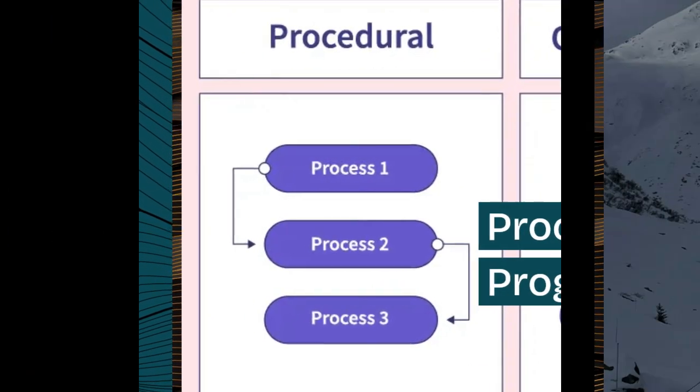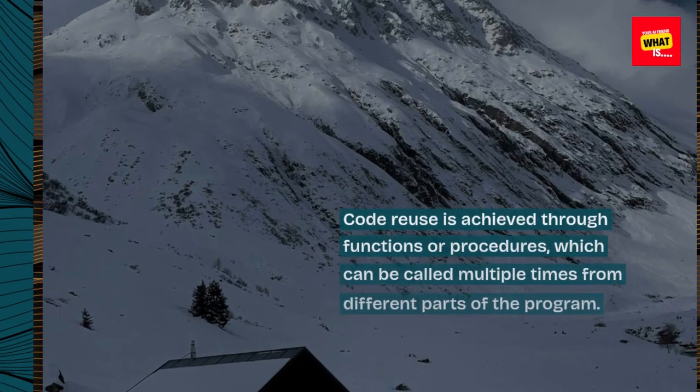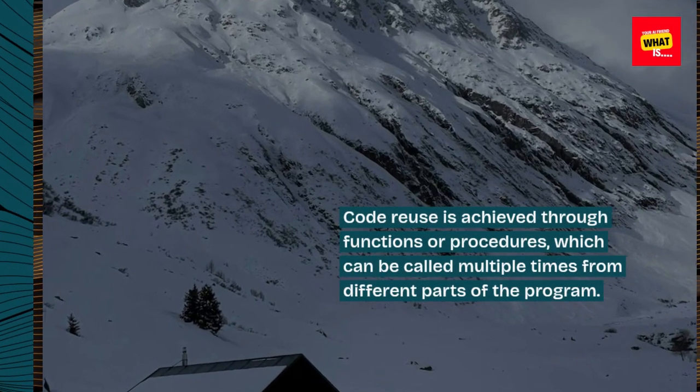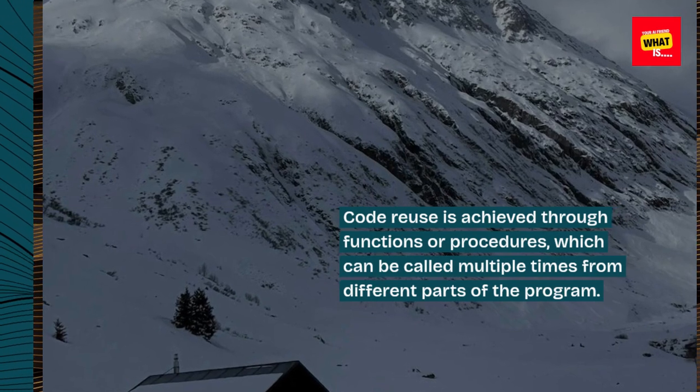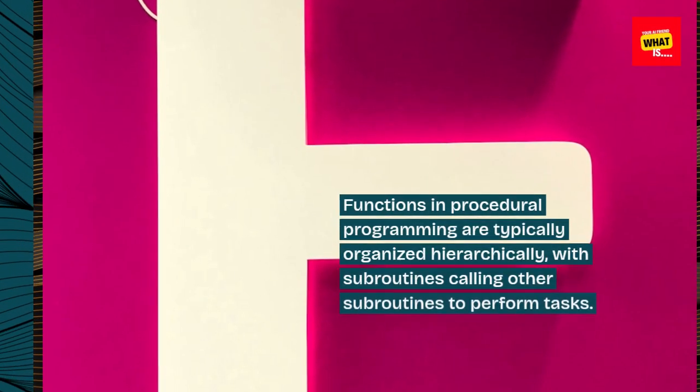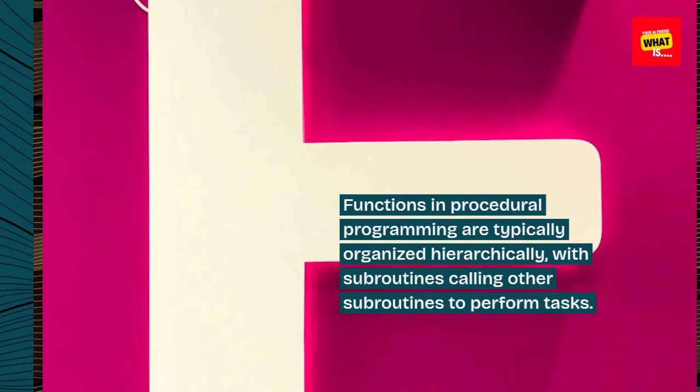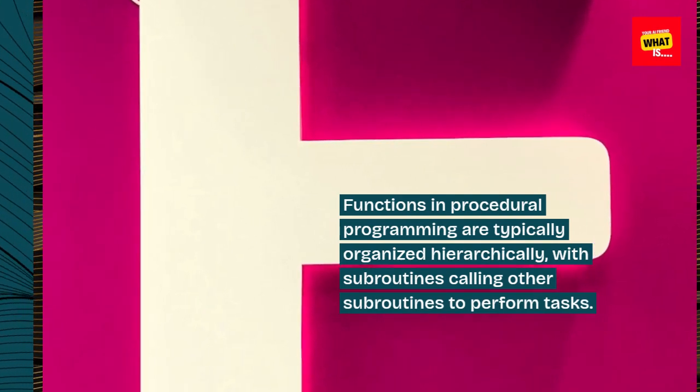Procedural programming. Code reuse is achieved through functions or procedures, which can be called multiple times from different parts of the program. Functions in procedural programming are typically organized hierarchically, with subroutines calling other subroutines to perform tasks.